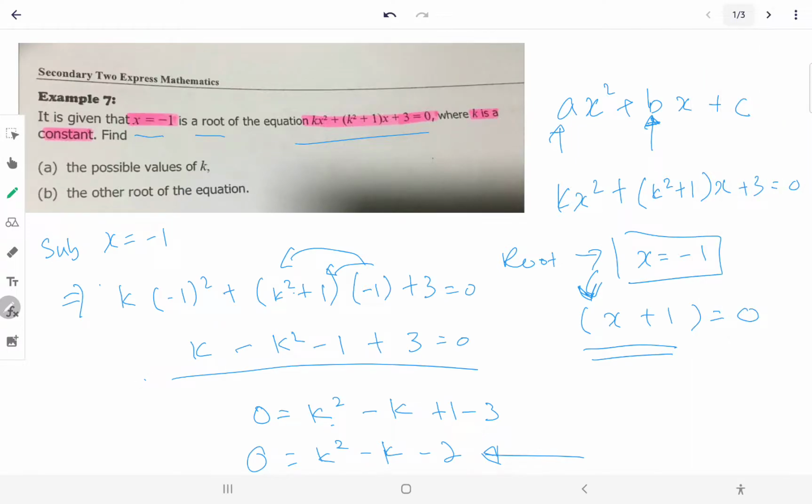The question says, find the possible value of k. We have done this already. Find the other root of the equation. So now we got k is either minus 1 or k equals 2. So now we have to put the numbers back into the equation, and then we see which one can work or not.